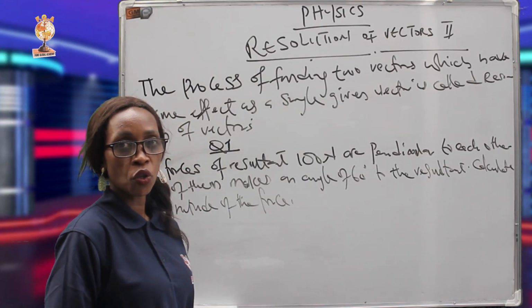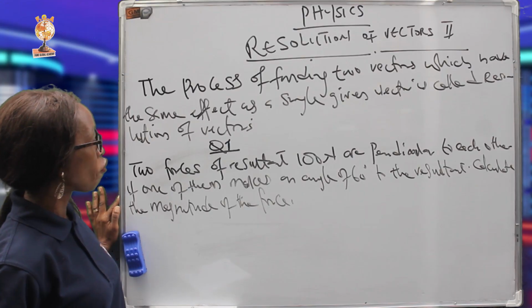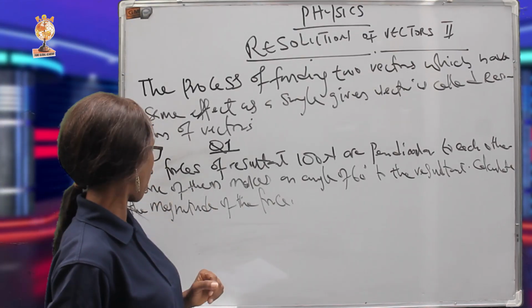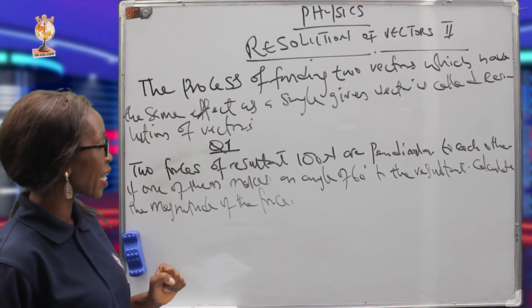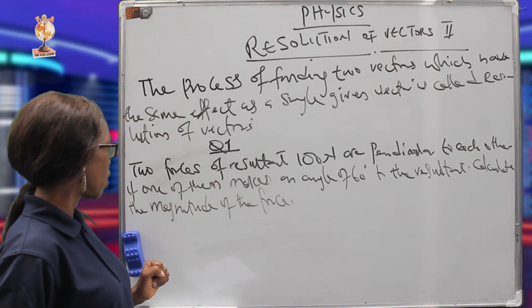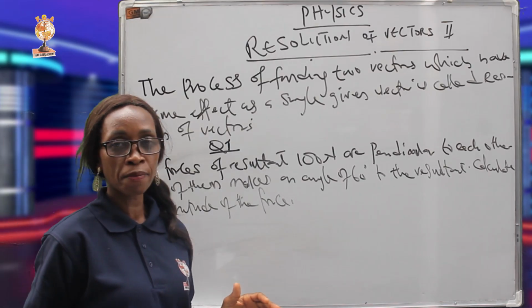Okay, let's read the question again. Two forces of resultant 100 newtons are perpendicular to each other. If one of them makes an angle of 60 degrees to the resultant, calculate the magnitude of the force.